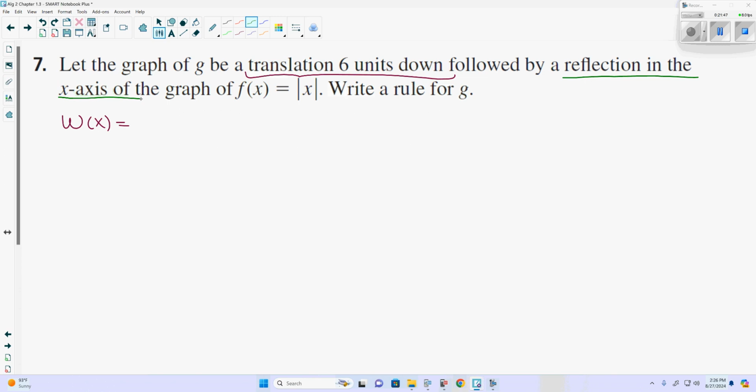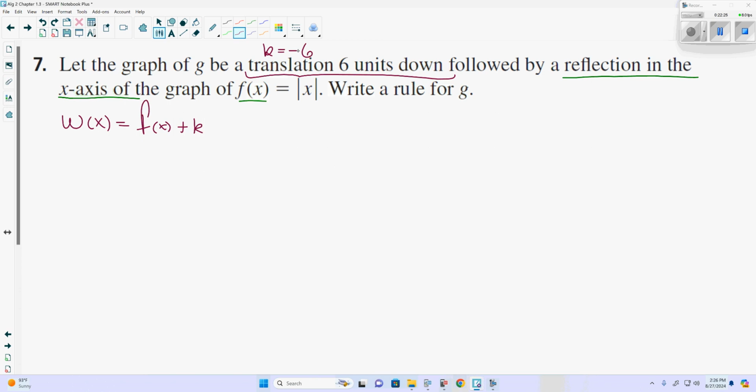So if we look at this here, we have a translation of 6 units down. That's, again, vertical translation. Applying it to f of x, so this would be f of x plus k, where k is our movement up or down. And how far are we going up or down? 6 down, so k would be -6. Left and right, if it said left 6, h would be -6. If it said right 6, h would be +6.